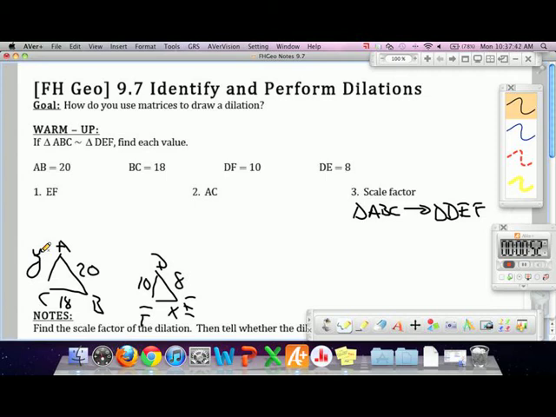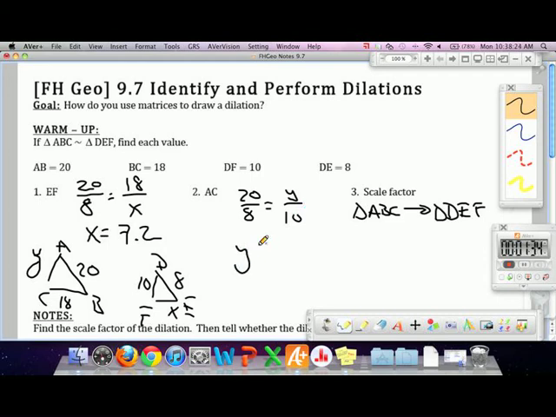So then, I said 20 over 8 is equal to 18 over X. Cross multiply and you get 20X is equal to 144, or X is equal to 7.2. Side length EF is 7.2. Same game with AC. Again, 20 over 8 is Y over 10. 200 equals 8Y. Y is therefore 25.